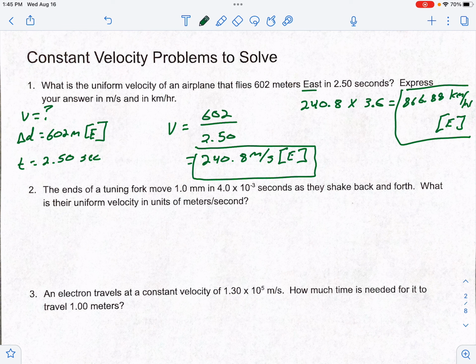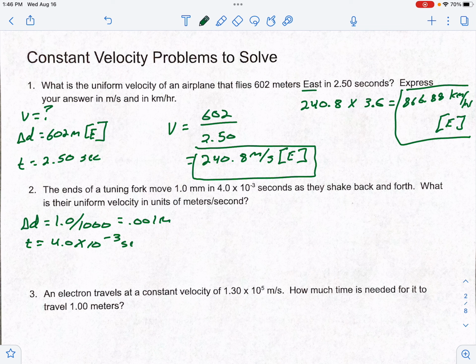Number 2, the ends of a tuning fork move 1.0 millimeters. Okay, so that is going to be my distance or displacement. But we don't like that millimeters. Remember there's 1,000 millimeters in 1 meter. So I'm going to go ahead and divide that by 1,000. That's going to give me 0.001 meters. Now my time, it said 4.0 times 10 to the negative 3 seconds. So 4.0 times 10 to the negative 3 seconds.